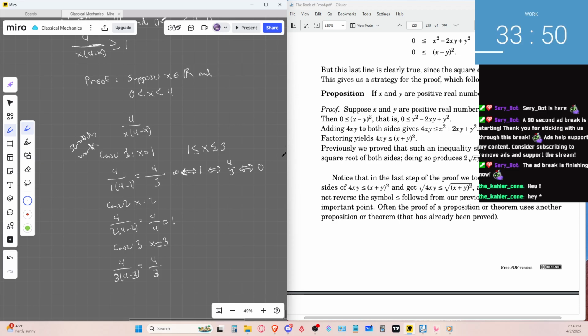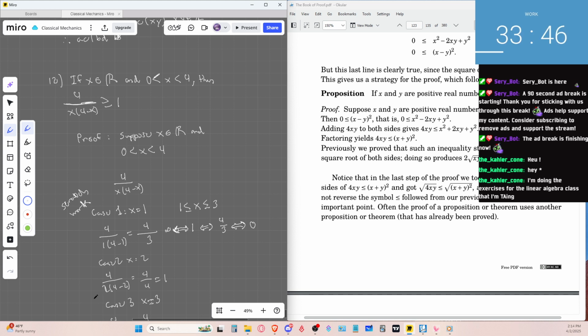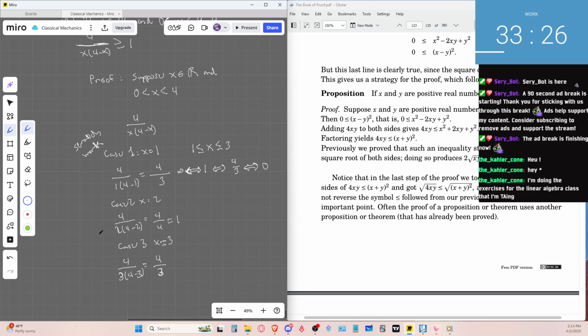So how do we prove this? If x is an element of R and 0 is less than x, and x is less than 4, then 4 over x times 4 minus x is greater than or equal to 1. Maybe we have to do it by case basis. But then again, it's the real numbers though.